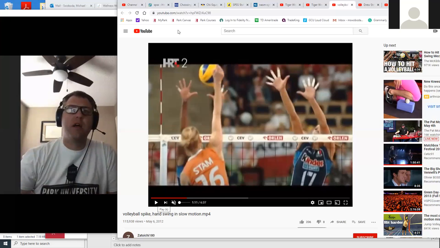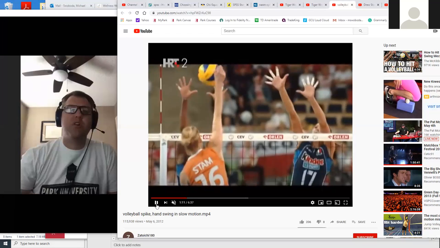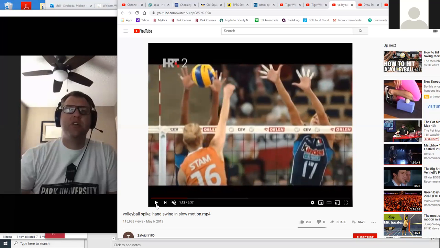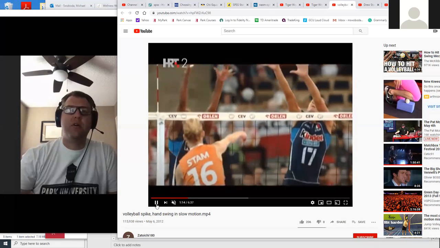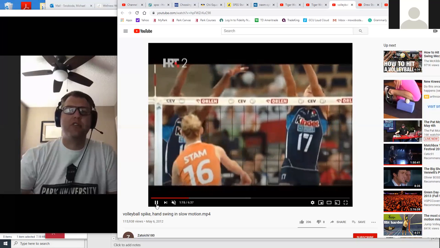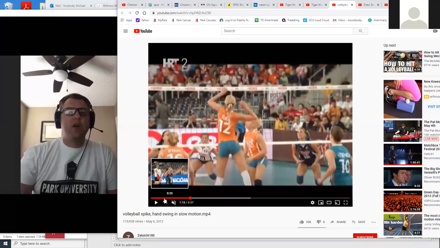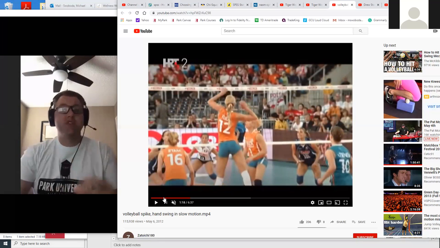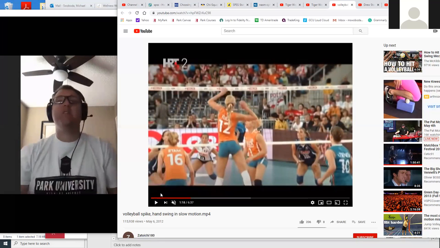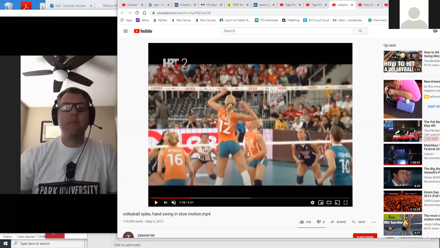Her palm is facing directly forward here, so we can't see her palm at all. When we go back and she hits it, you notice that her palm stays virtually the same. There's very, very little internal rotation there. That's, again, you have to change those mechanics slightly based on where the ball has been. All right, so that is our volleyball spike there.